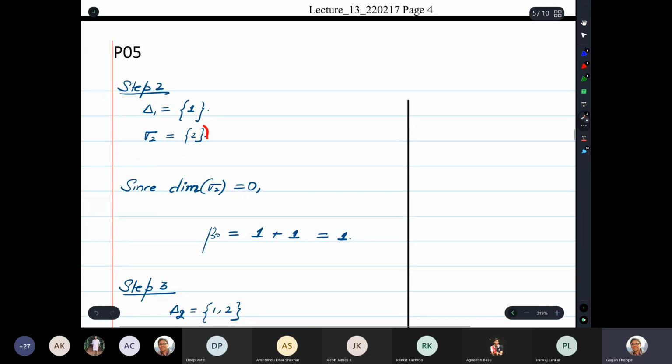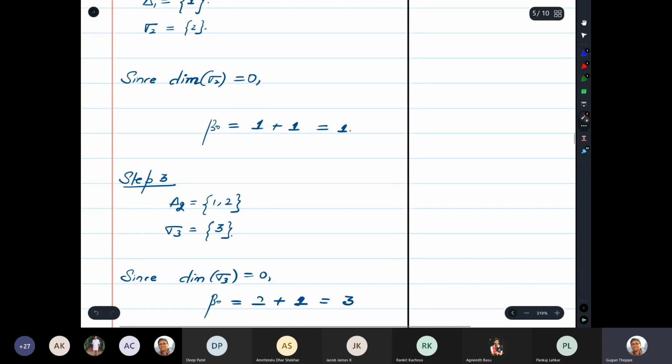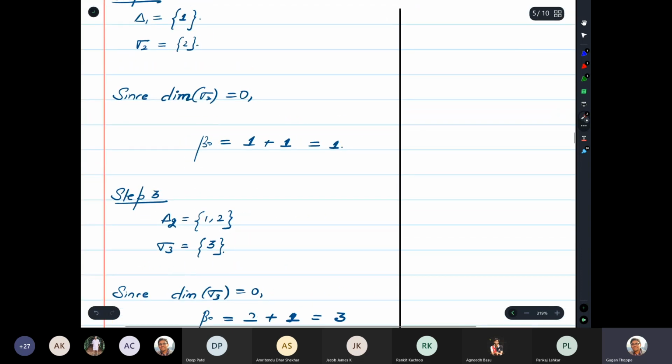And again, I notice that the dimension of this face is 0. And since I'm adding a vertex to the existing simplicial complex, I have to simply increment Betti 0 by 1, right? So incrementing Betti 0 by 1 will tell us that the Betti number now becomes 2. Oh, what have I done? This is 2 over here.